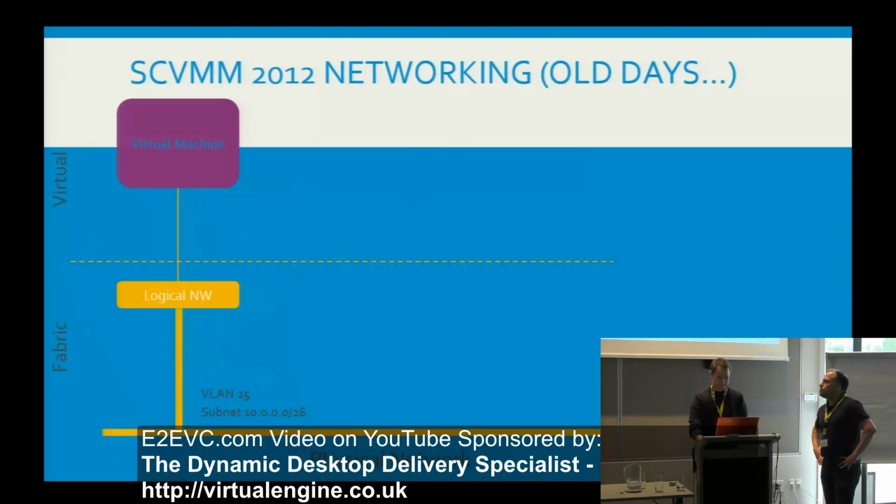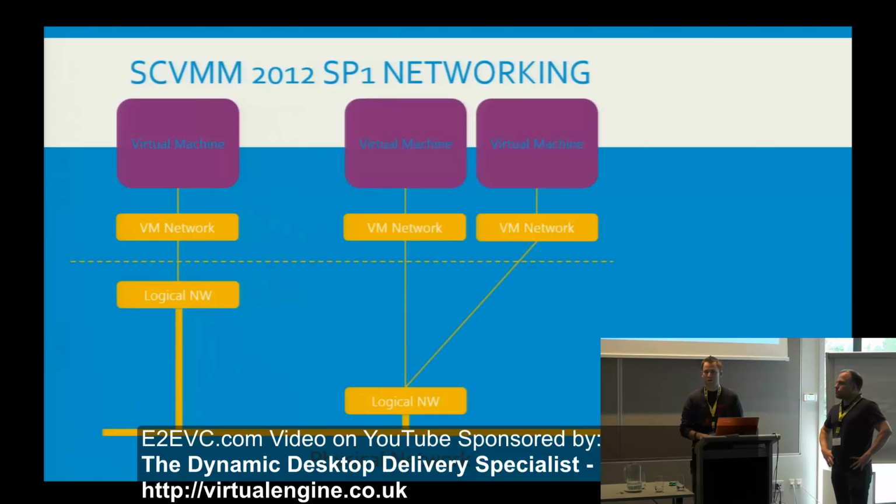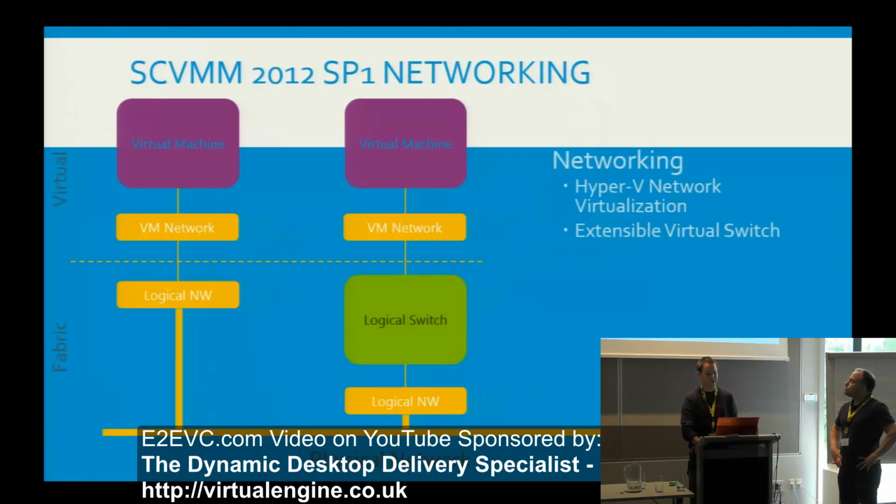Okay. Great. Now have a quick look at that. That was SCVMM in 2012. We connected a logical network, let's say, VLAN 25 and this subnet, and we connected that to a virtual machine. Now if you have a look at networking in SP1, we have this second layer, which is called a VM network. And the reason for that is, with network virtualization, we can now run different VM networks on a physical layer. So we can have different customers or isolated networks running on the same VLAN. And that's the reason why we have to do that in SCVMM as well.